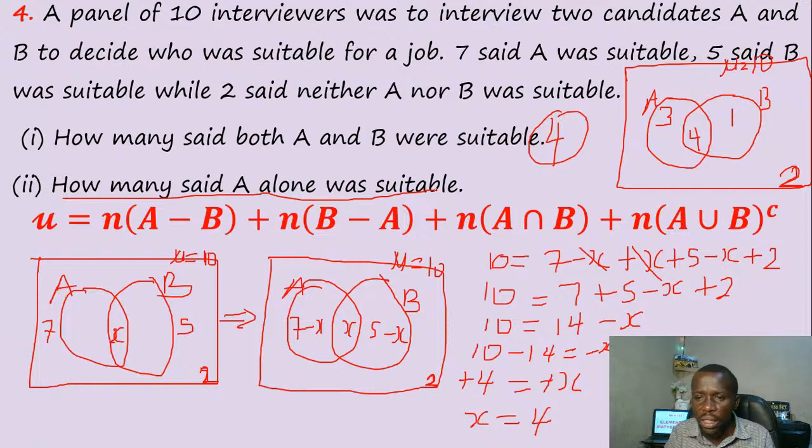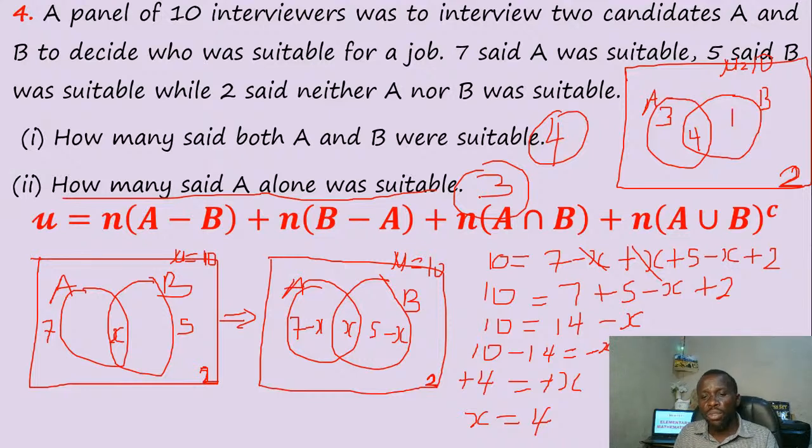Okay, A alone was suitable. A alone means A only. That's the meaning of A alone. So, only A. Where is only A there? 3. 3 is the answer for that one. How many said A only was suitable? 3. That's how you get that.